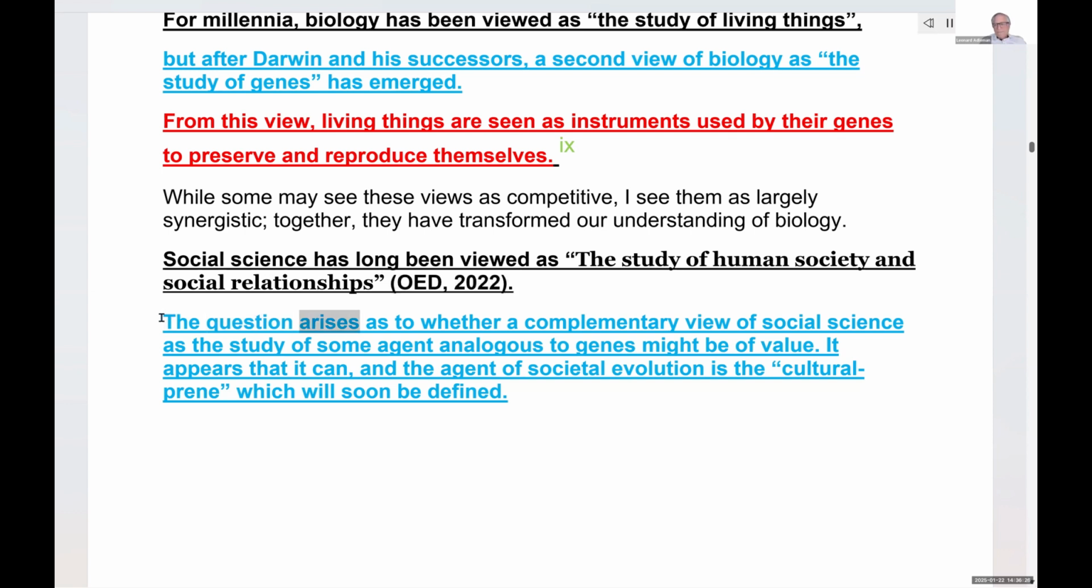And here's an important question that arises as to whether a complementary view of social science as the study of some agent analogous to genes might be of value. It appears that it can, and the agent of societal evolution is the cultural preen, which will soon be defined.